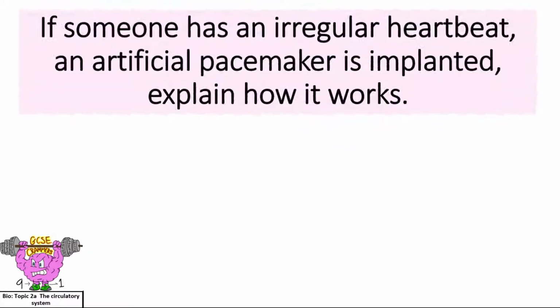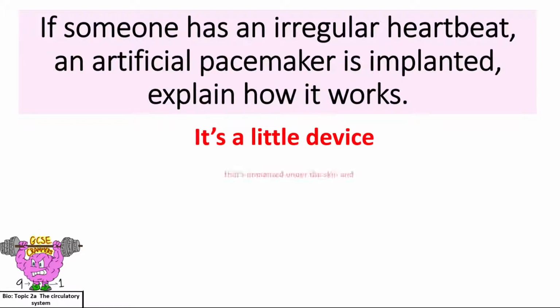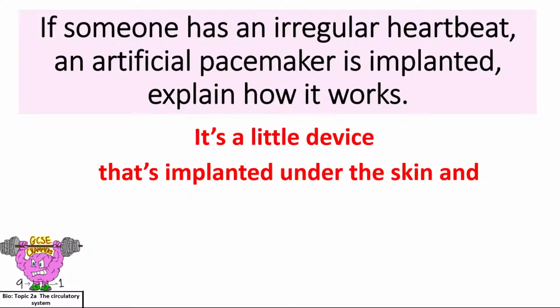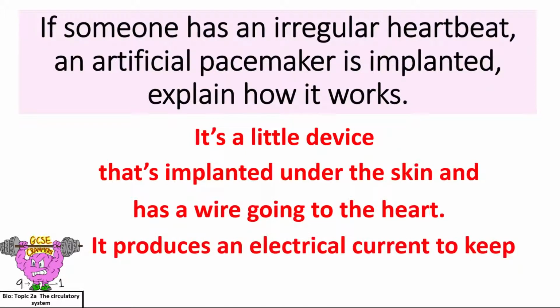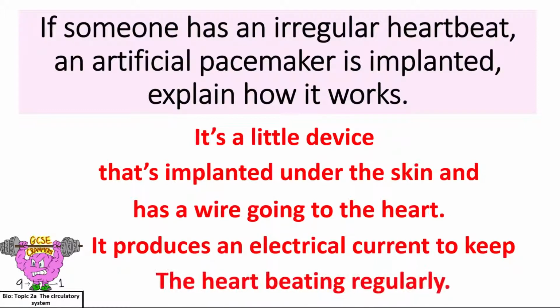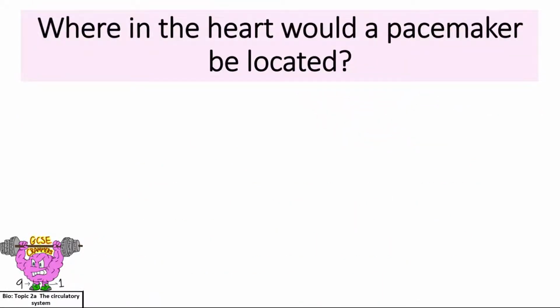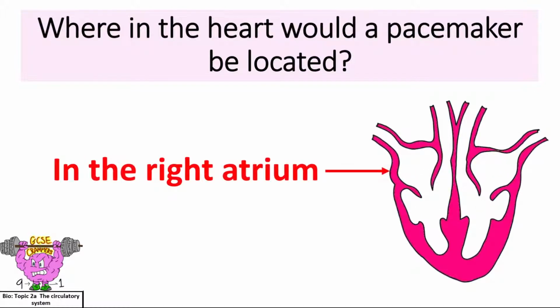If someone has an irregular heartbeat, an artificial pacemaker is implanted. Explain how it works. It's a little device that's implanted under the skin and has a wire going to the heart. It produces an electric current to keep the heart beating regularly. Where in the heart would a pacemaker be located? In the right atrium.